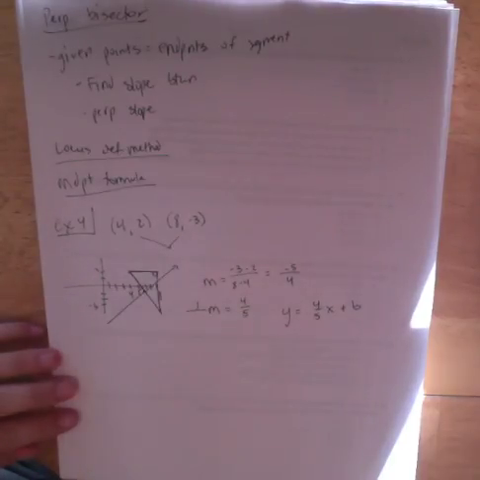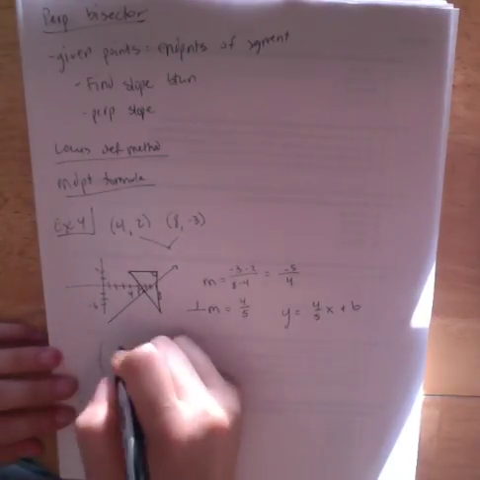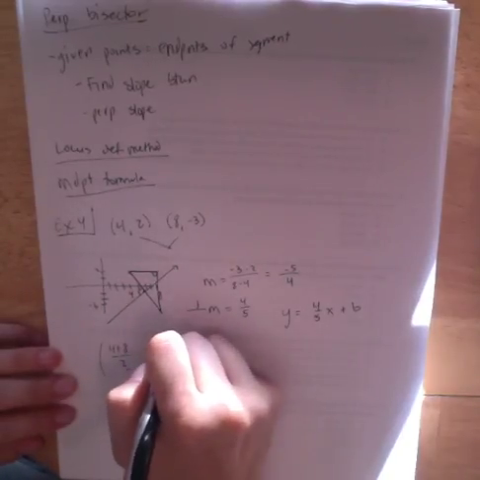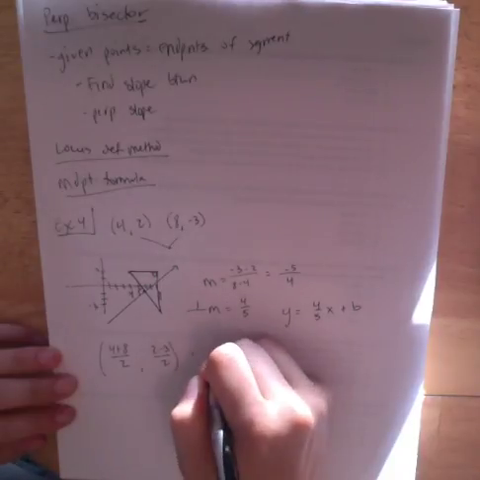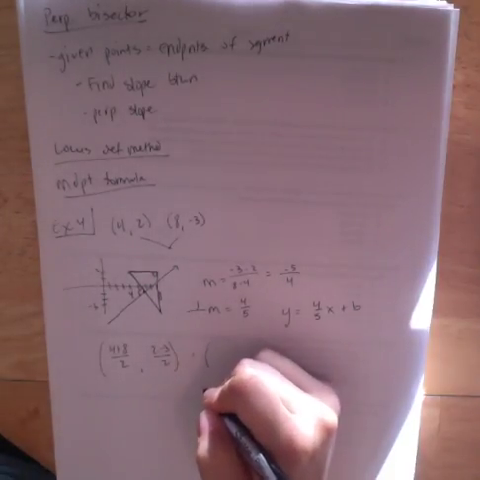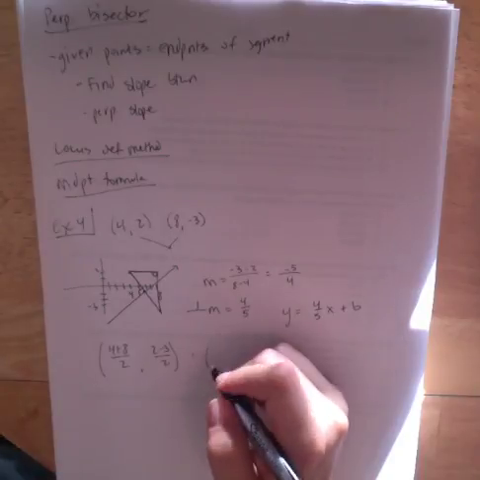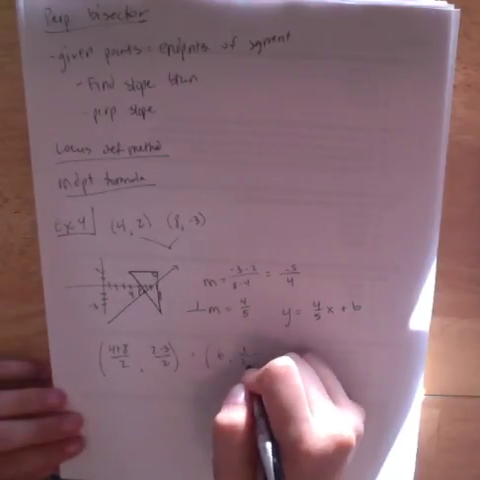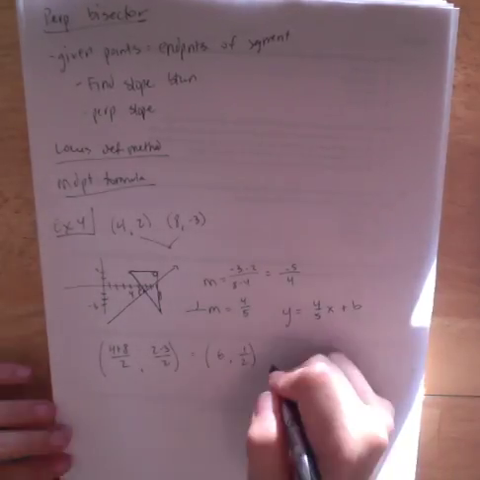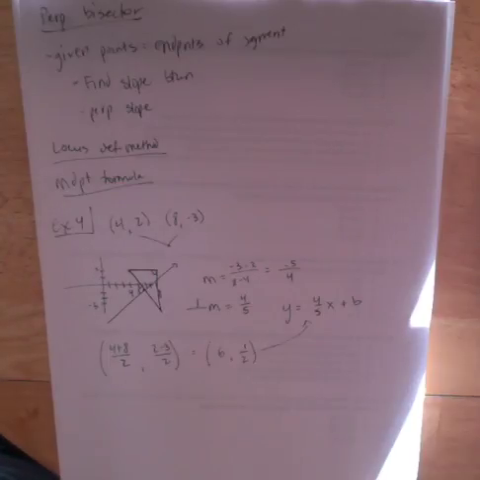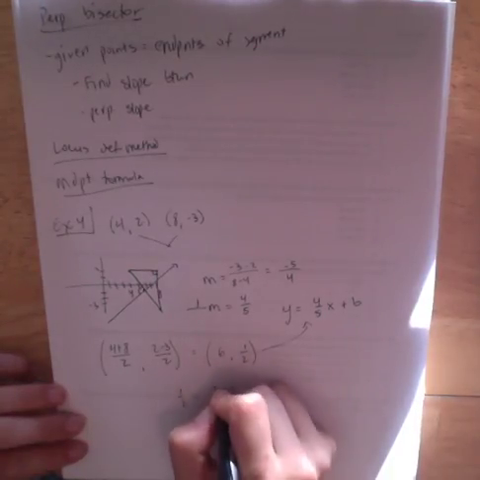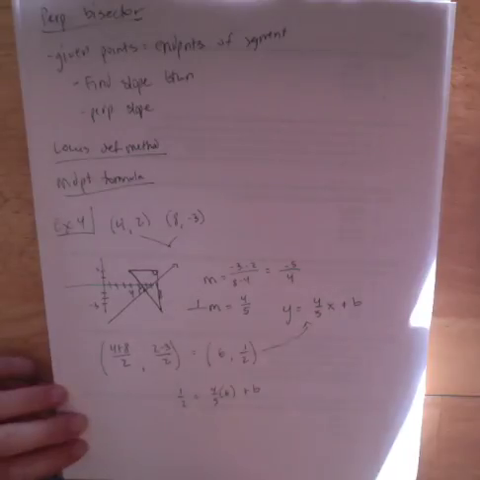Now I need to find the midpoint between these 2 points. The midpoint, I have the average of x, so 4 plus 8 over 2, and the average of y. Okay, so this gives me the point, right? 4 plus 8 gives me 12 over 2 is 6, and 2 minus 3 gives me -1 over 2, which is -1/2. I'm going to use this point to solve for the full equation of my line. So I'll get -1/2 equals 4 over 5 times 6 plus b.